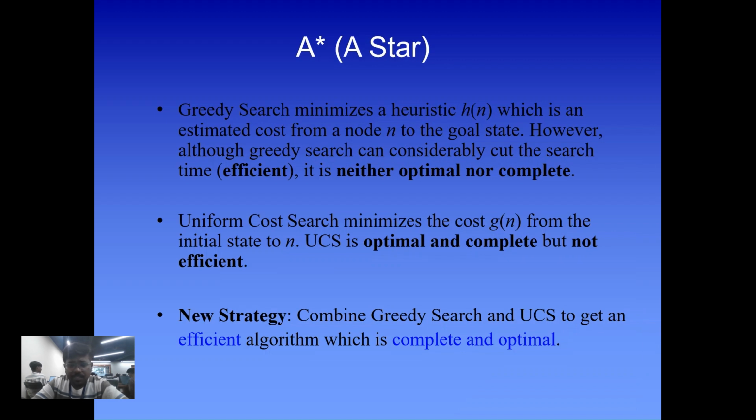Uniform cost search minimizes the cost g of n from the initial state to n. UCS is optimal and complete, but not efficient. So there's a new strategy combining greedy search and UCS to get an efficient algorithm which is complete and optimal. Let us look into it.